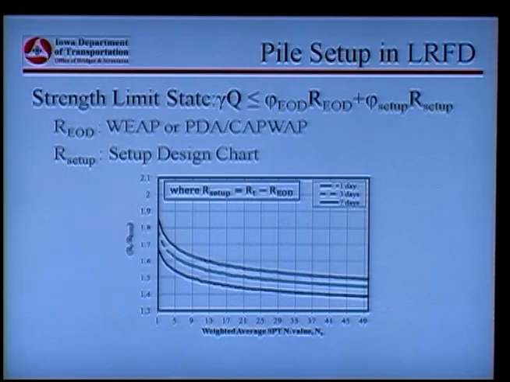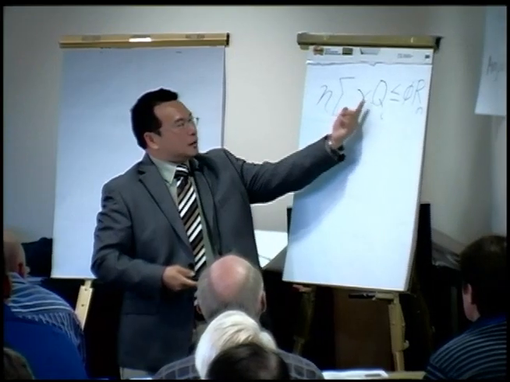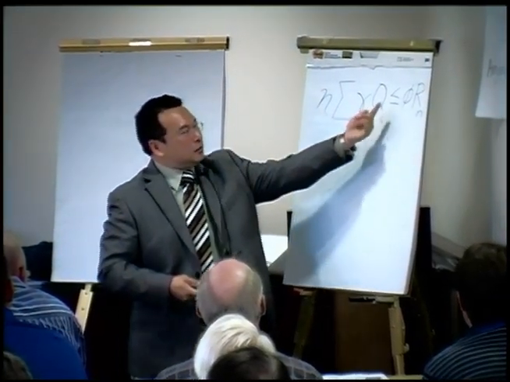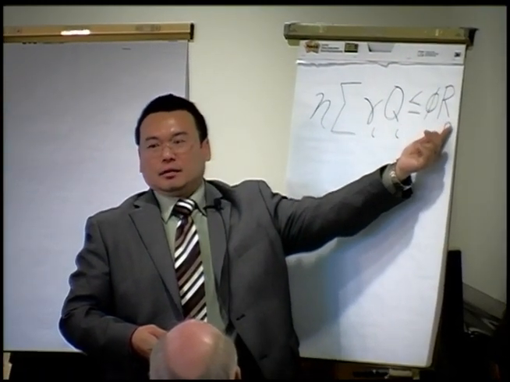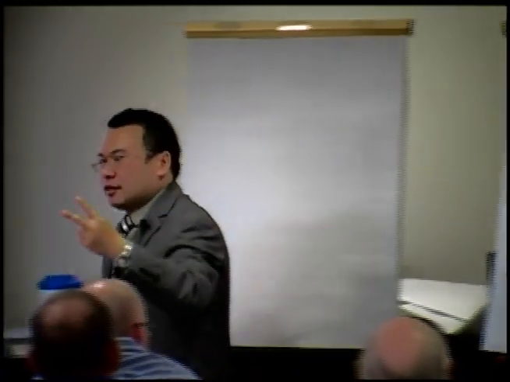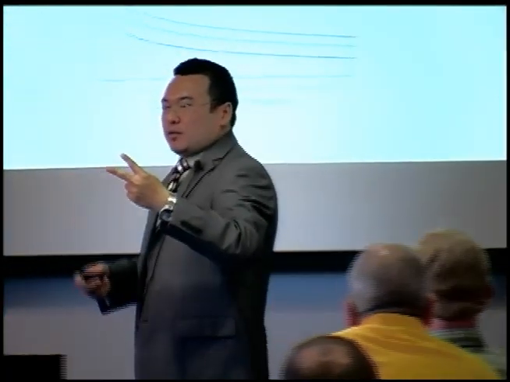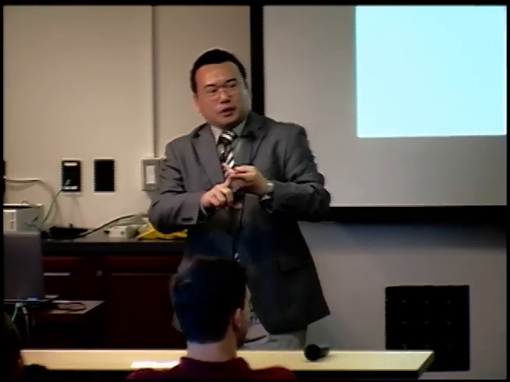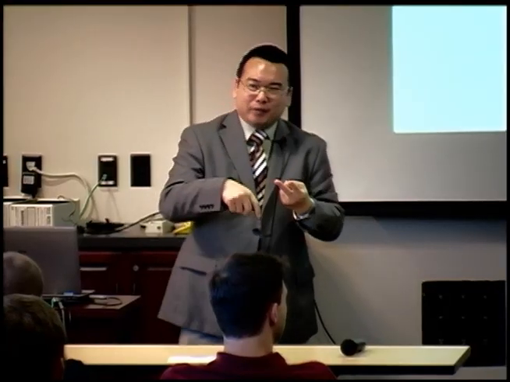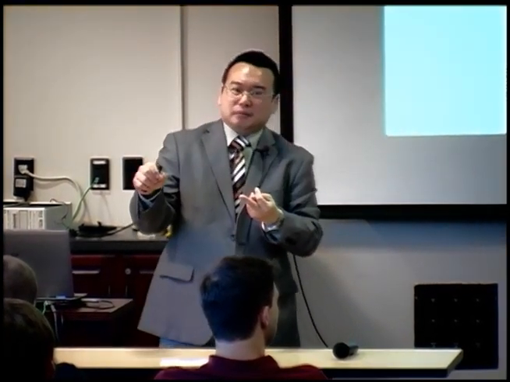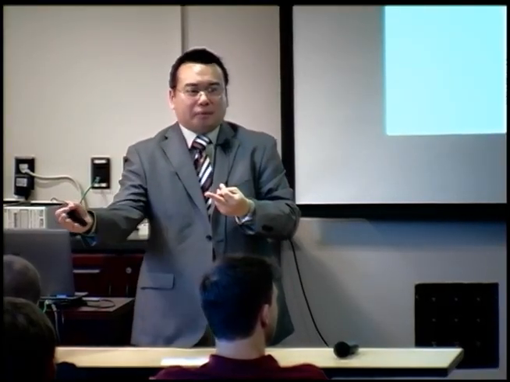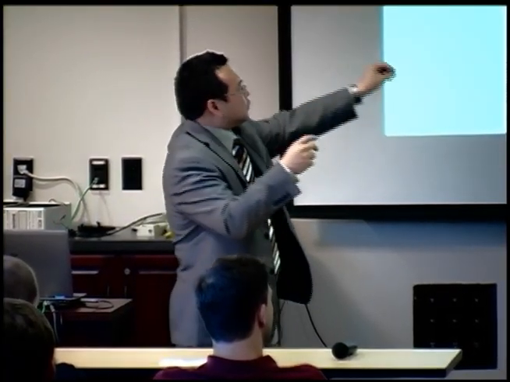So this is the standard limit state equation. We have the load factor multiplied to the load, and we have the resistance factors multiplied to the resistance. But now you have two components of resistance, right? One is the resistance that you measured at the end of driving, and the second is the pile setup resistance, the gain as a function of time. But how are we able to put it into that form of equation?